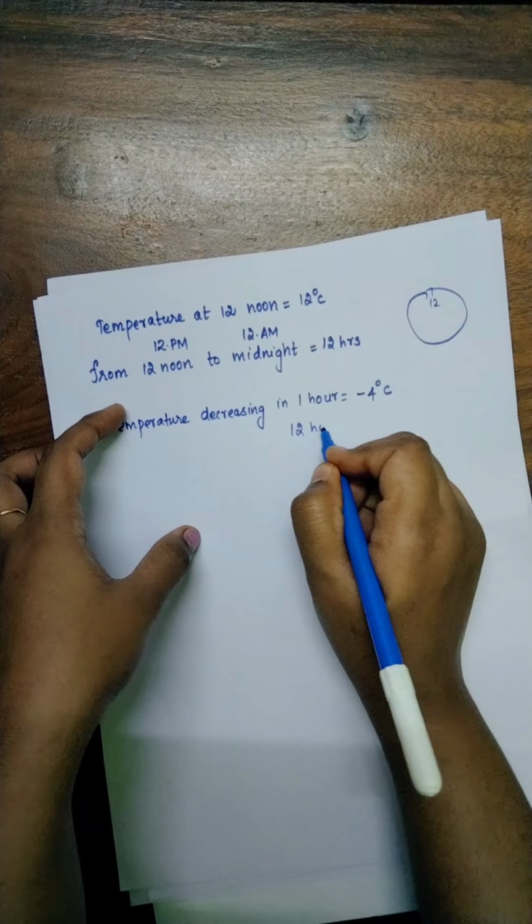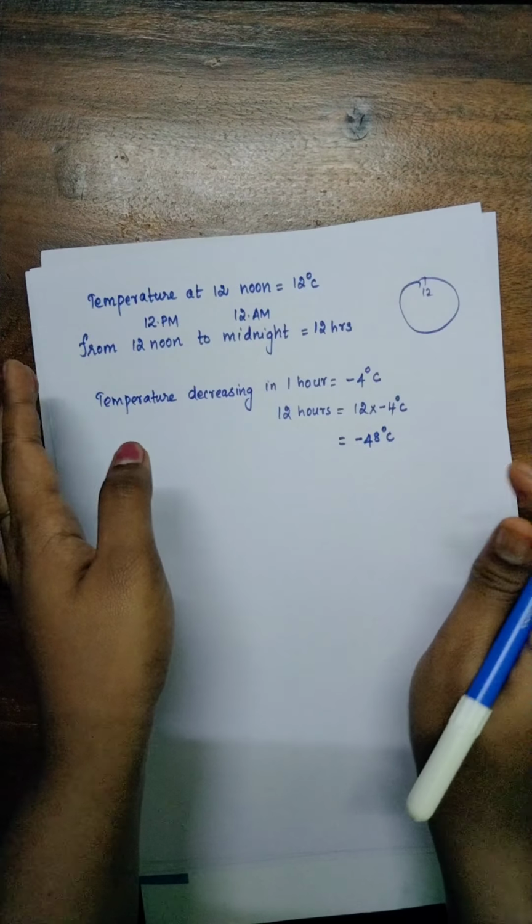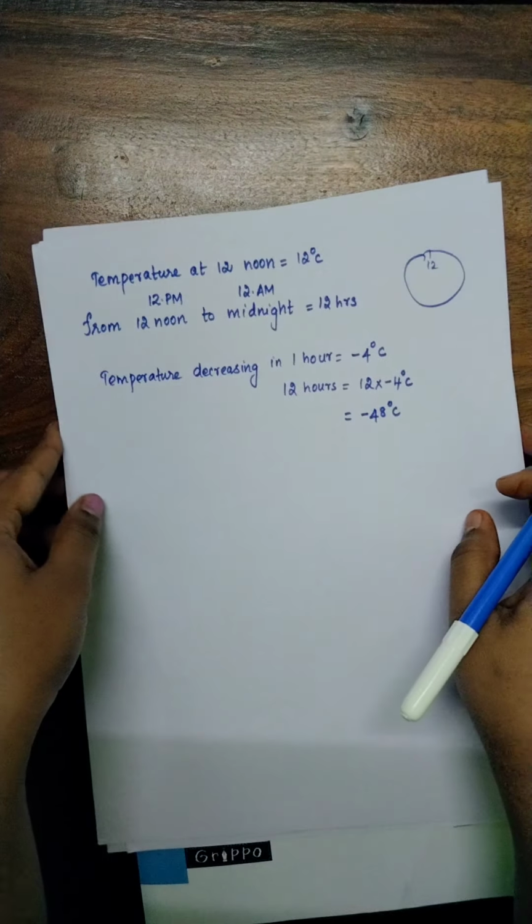The first temperature at noon is 12 degrees Celsius. From 12 noon to 12 midnight, the time difference is 12 hours. The temperature decreasing in 1 hour is minus 4 degrees Celsius. We are going to find it for 12 hours. So 12 hours is equal to 12 into minus 4 degrees Celsius, that is minus 48 degrees Celsius. Next we are going to find the temperature at midnight.